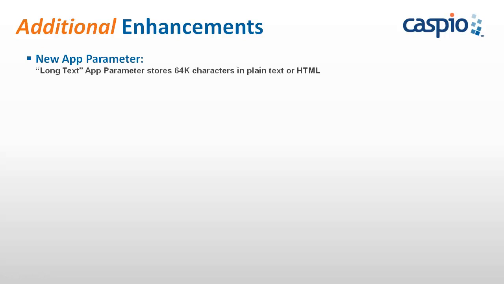This concludes all the main features of this release. Let's take a look at some other smaller enhancements that are also part of this update. The 8.5 release will include a new application parameter called long text that can now store up to 64,000 characters in plain text or HTML. We've also made the HTML editor available in both the authentication screens and HTML data pages.